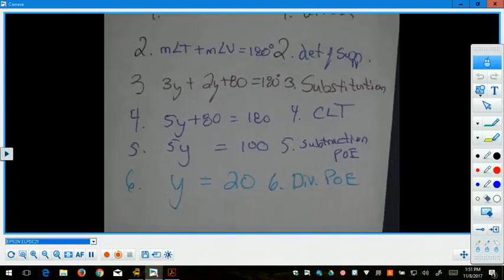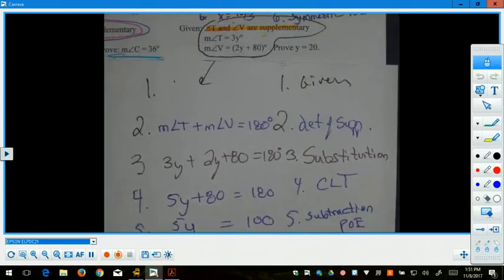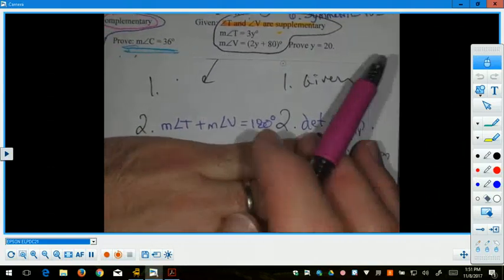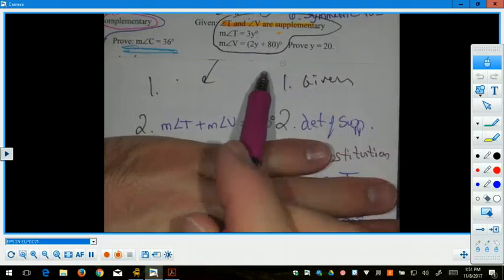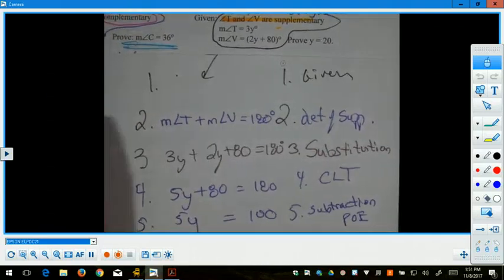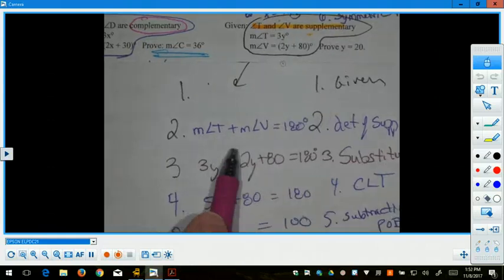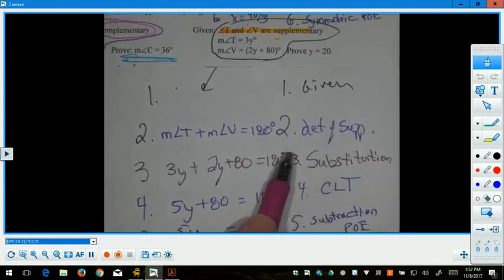Now, sometimes you're not going to be given variable expressions. You're just going to jump into this statement right here and do more with it. If you didn't have variable expressions, we'll have some other vocabulary words that we tie together. But for now, for these types of proofs, you have to set up your equation using a definition, postulate, or theorem.